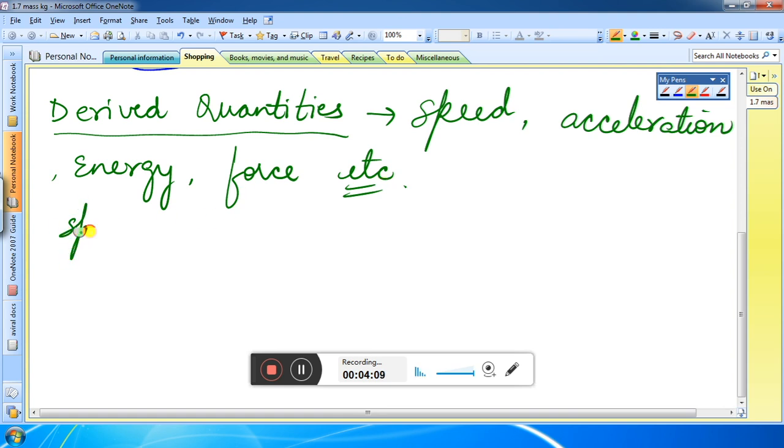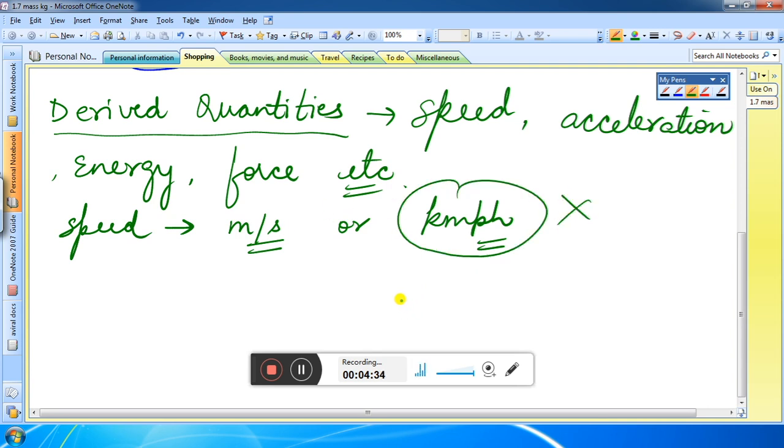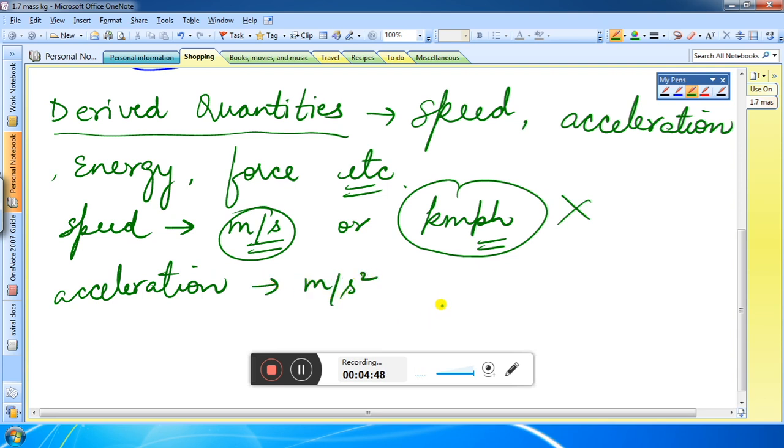Now suppose you are writing speed, then in which unit will you write it? You will write speed in meter per second. Also in our day-to-day life we see many examples written in the unit kmph, that means kilometer per hour. But kilometer per hour is not the SI unit. What is the SI unit? Meter per second. After that you can take acceleration as an example. The unit of acceleration is meter per second square, right?